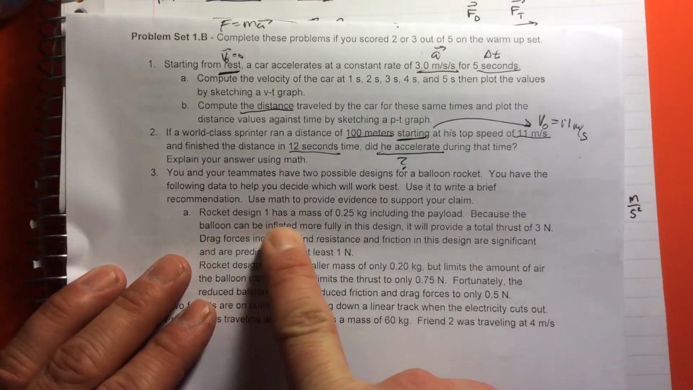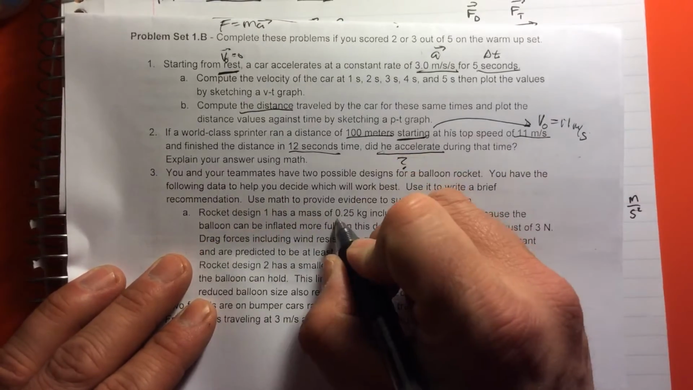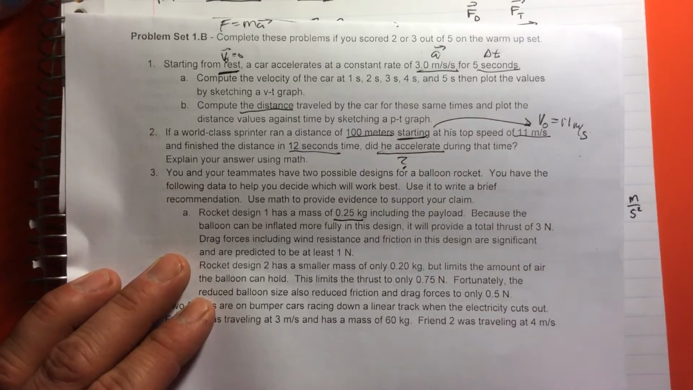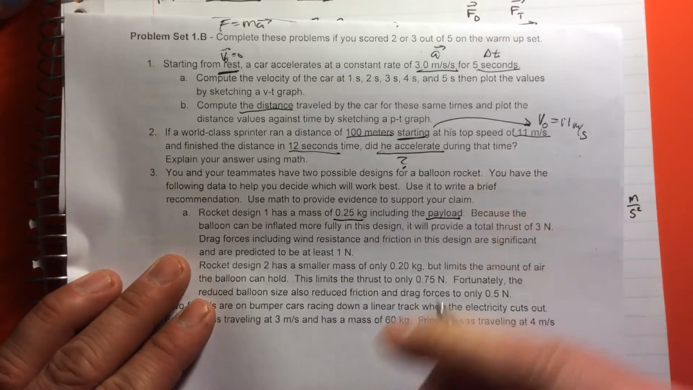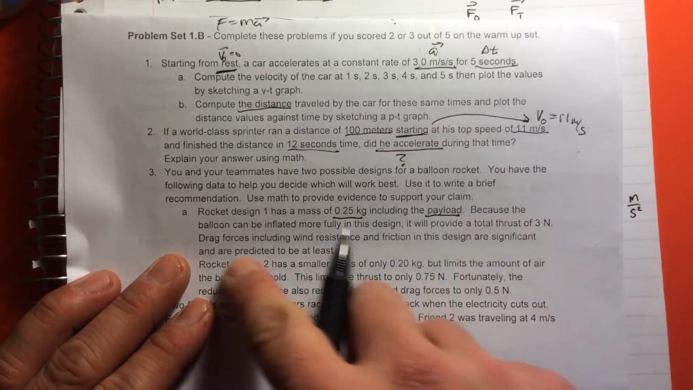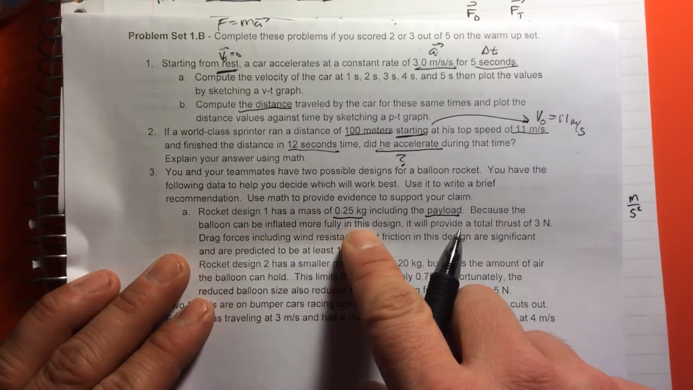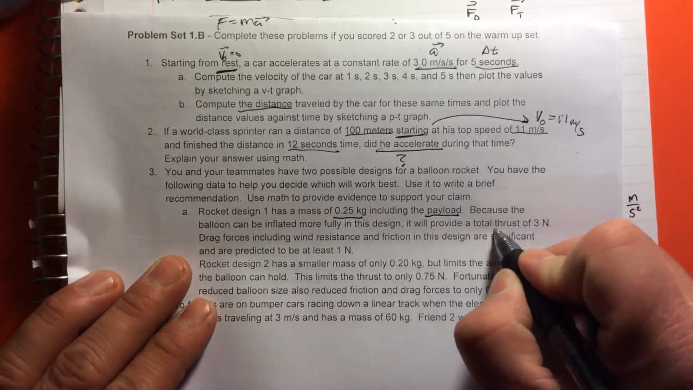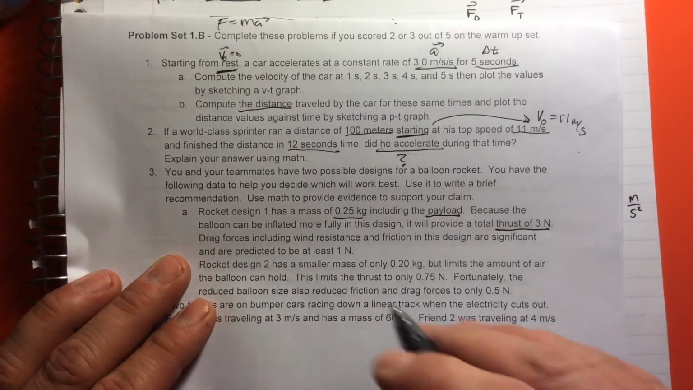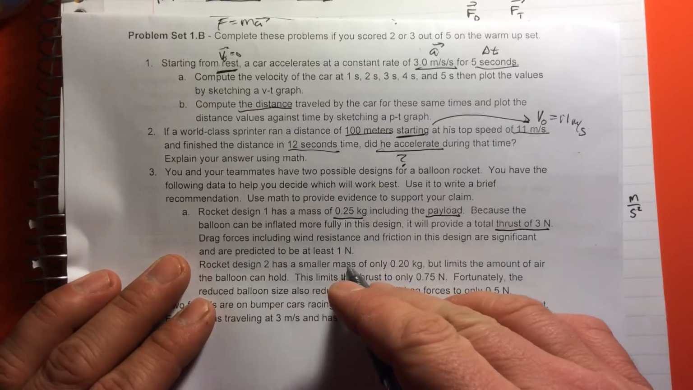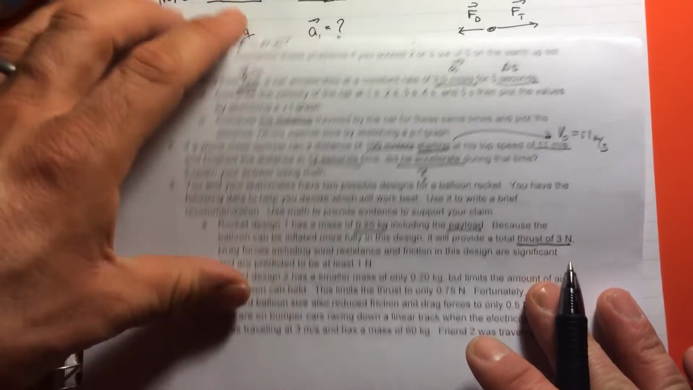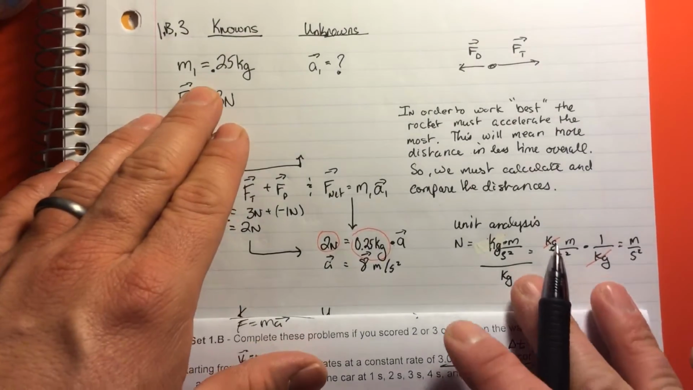Alright, the first design has a mass of 0.25 kilograms, a fourth of a kilogram, including all the payload, those 4 pennies, for example. Because the balloon is inflated more fully, it can provide more thrust, so it can give us some more force. Drag forces on it are about 1 Newton. Alright, so when we tabulate that, we get this.